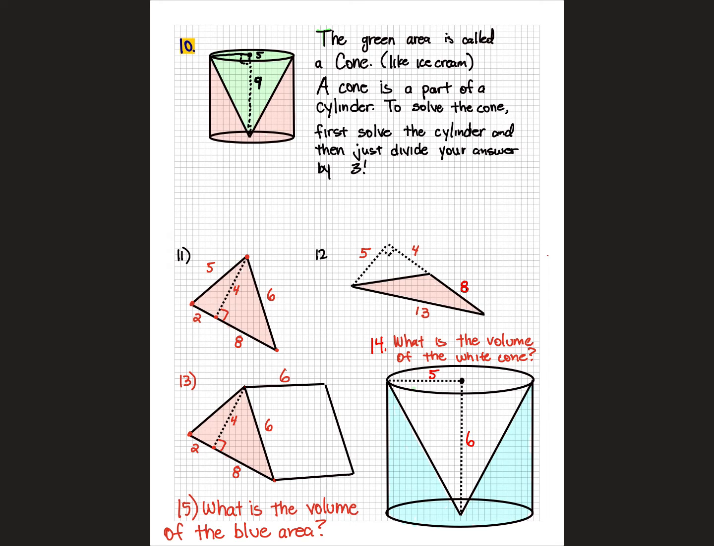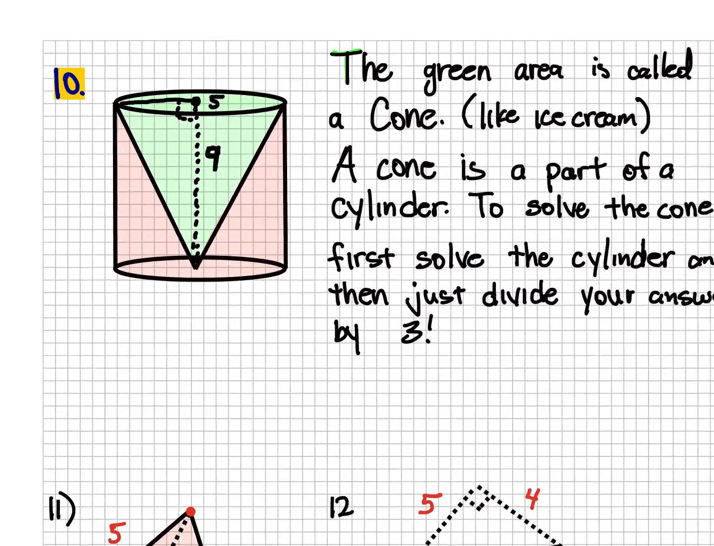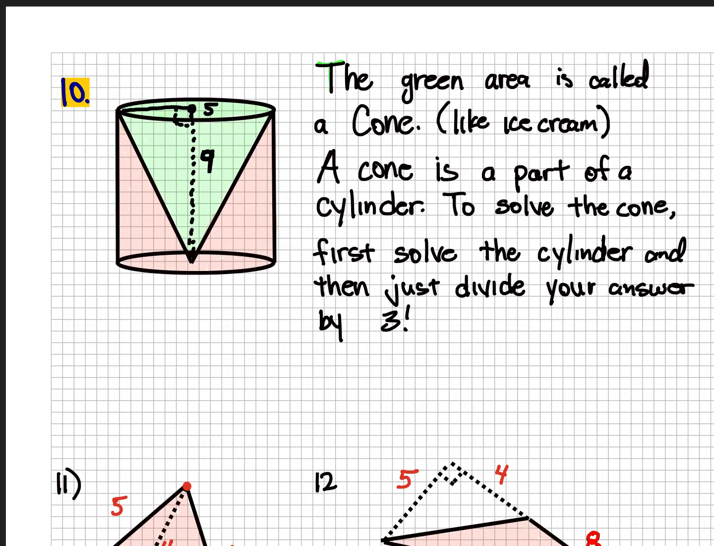Okay, guys, so the backside. Now, this is a cylinder. This shape right here is a cylinder, but the green part of that cylinder is a cone, like an ice cream cone. The difference between a cone and a cylinder: a cylinder goes straight down and it stays a circle, but a cone starts at a shape and it goes down to a point.